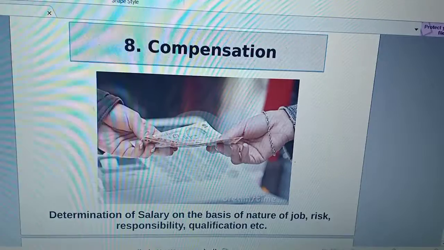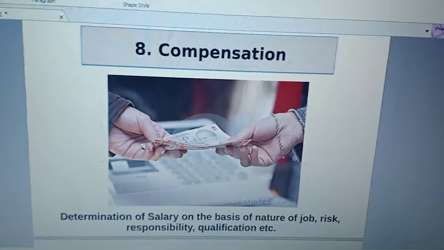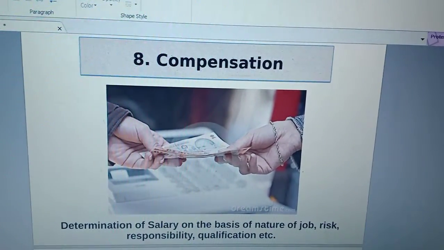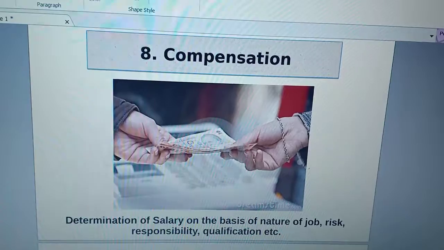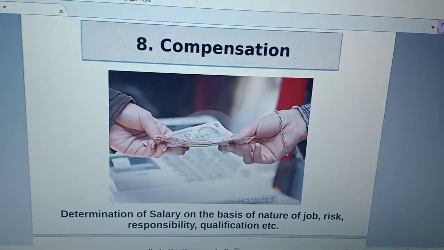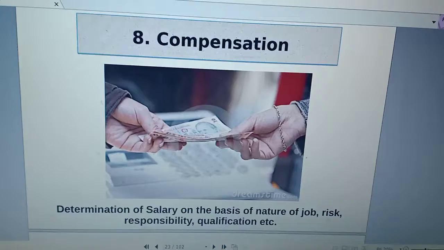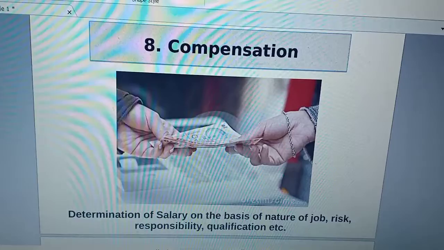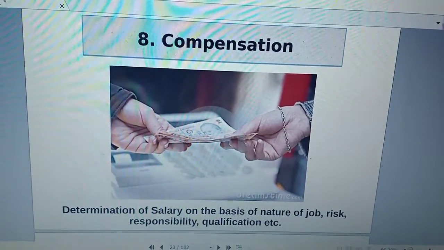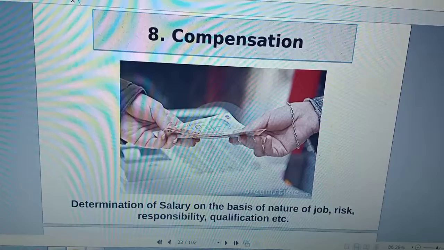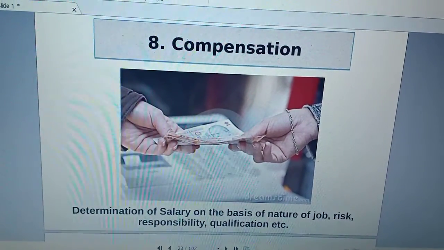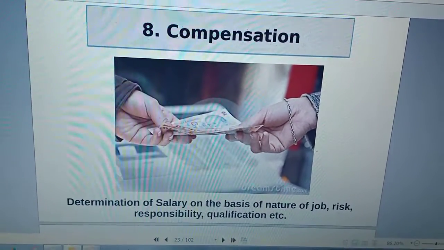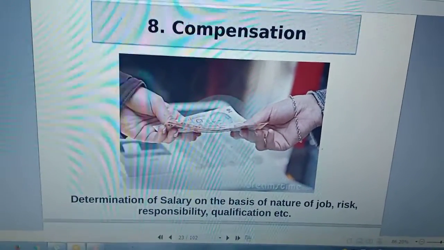The next and the last step is compensation. Compensation basically means all the forms of rewards or pay that we give to the employee. Compensation can be in a direct way or an indirect way. Salary or basic pay is the direct compensation, and indirect pays are like job security, risk responsibility, or medical facilities. All these types are the indirect compensation that we give to the employees.